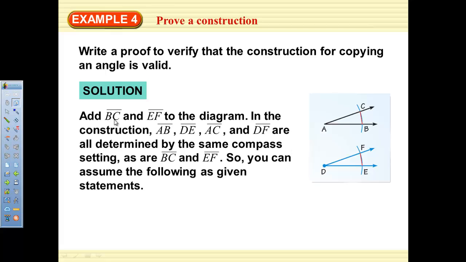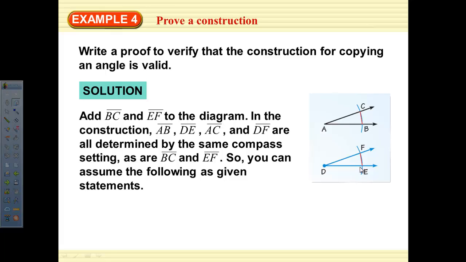So again, BC and EF are added to the diagram so that we can make triangles out of it. We know that AB, AC, DE, and DF are all congruent. And then when we measure the distance from B to C, that's congruent to EF. So we know the two triangles are congruent by side, side, side.